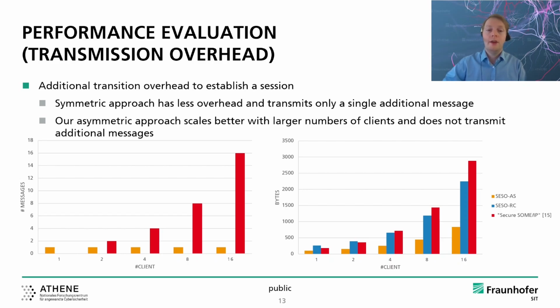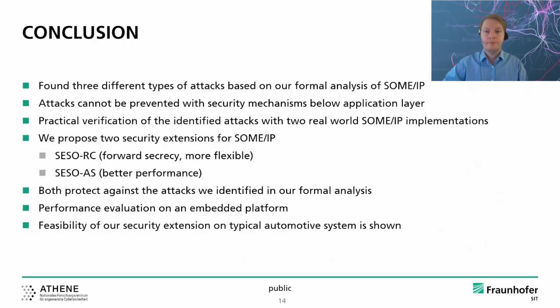Moreover, we can see that broadcasting of Diffie-Hellman keys, which can be used by multiple clients, reduces the overhead of SESO-RC in comparison to the overhead of the asymmetric approach of Secure SOME/IP. For this reason, our approach SESO-RC is better if more than 3 clients are involved.